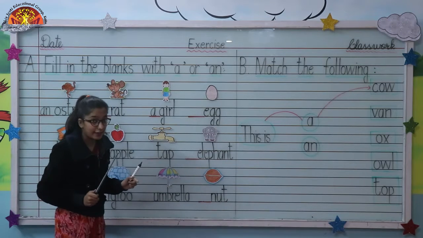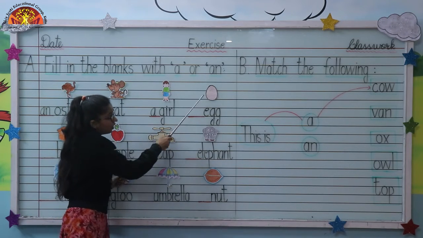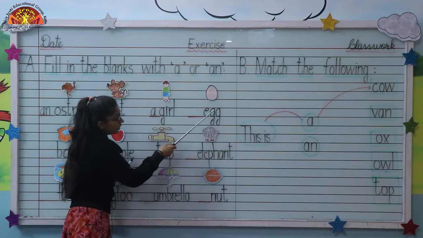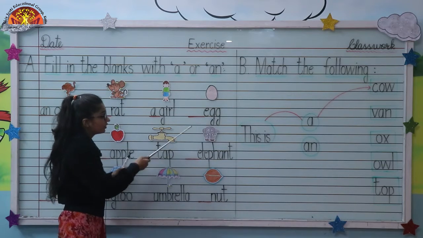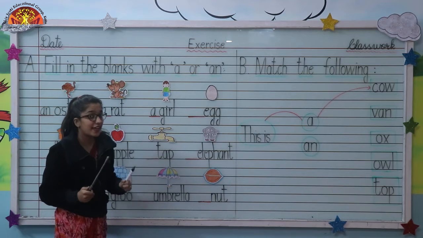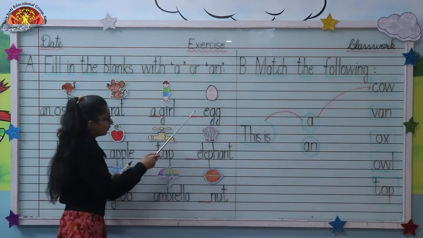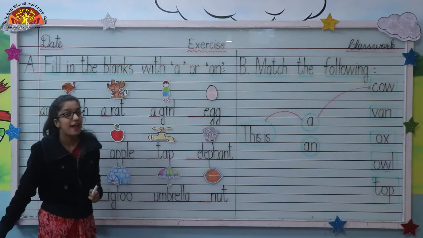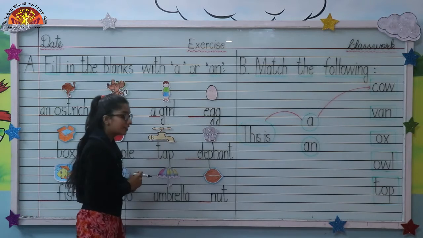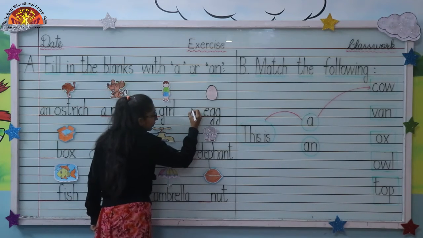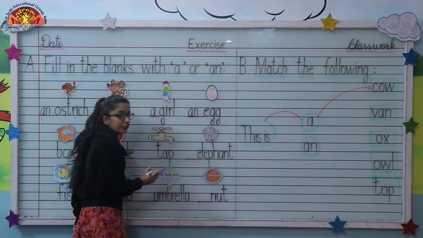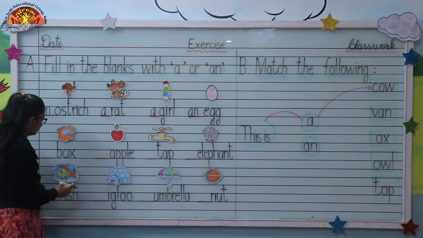Now kids, tell me, what is this? This is an egg. This is a picture of an egg. Spelling of egg is E-G-G. Egg. Okay kids? So tell me, what should I write here? A or an? Yes, an, because starting letter is E. E is a vowel. We use an before this word. So write an here. Like this.